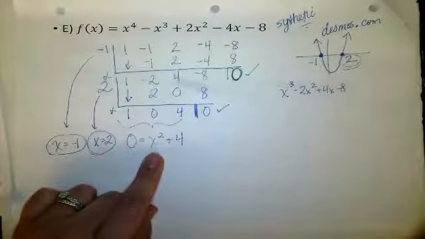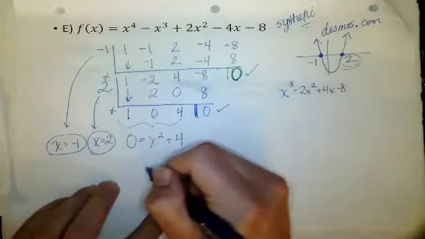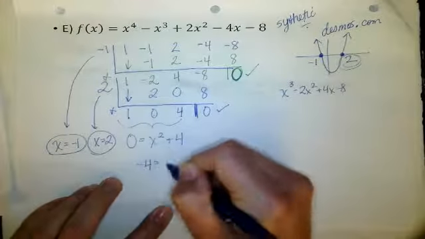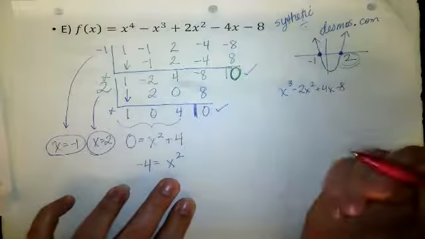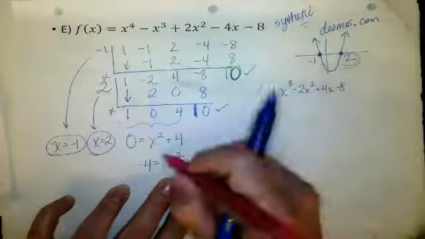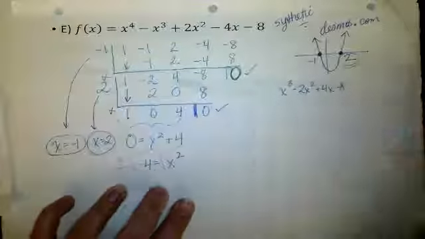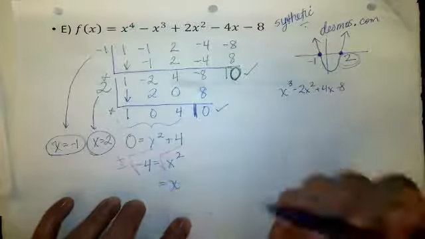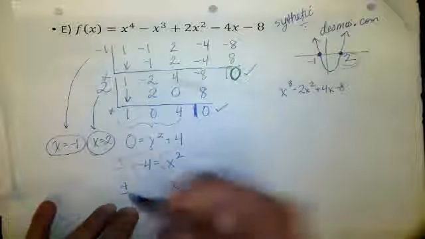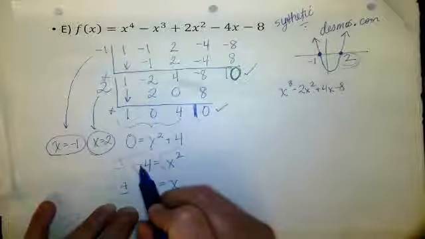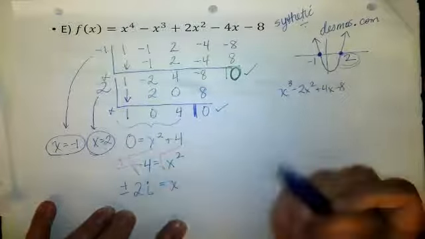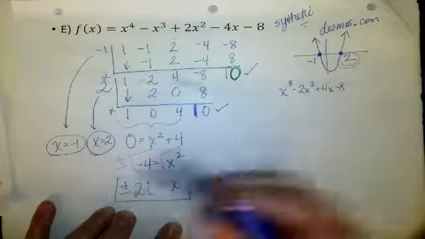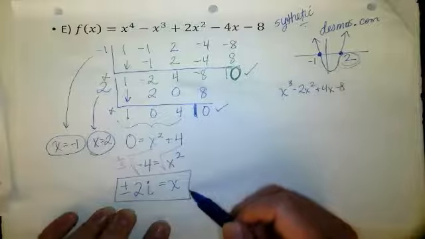How do I solve for x? Subtract 4, good. So we have negative 4 equals x squared. And how do you get x by itself? Square root. Don't forget the plus or minus. So we have x equals plus or minus. What's the square root of a negative? i. And what's the square root of 4? 2. And these are our 2 imaginary solutions.